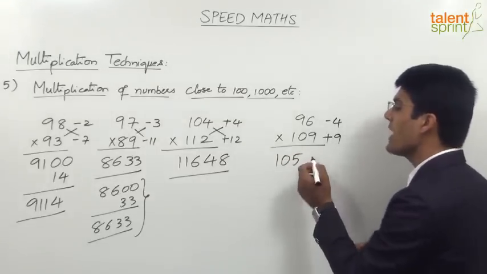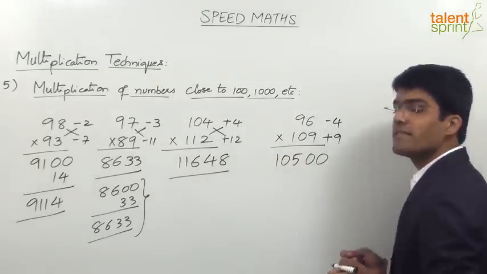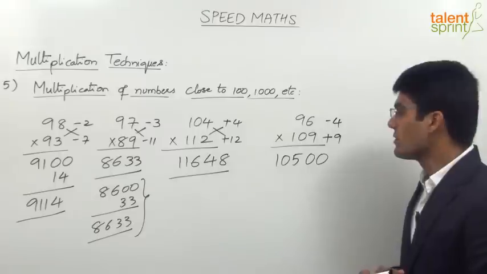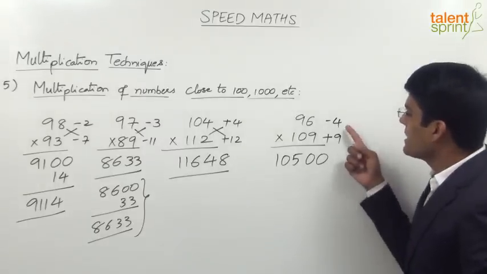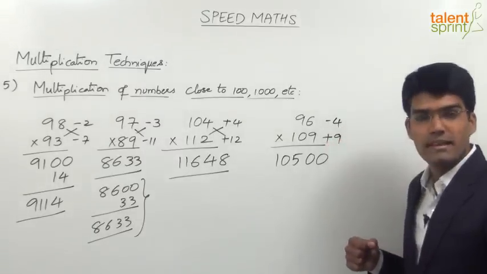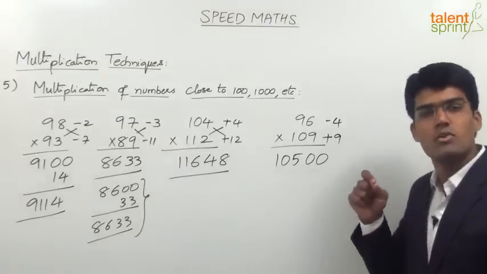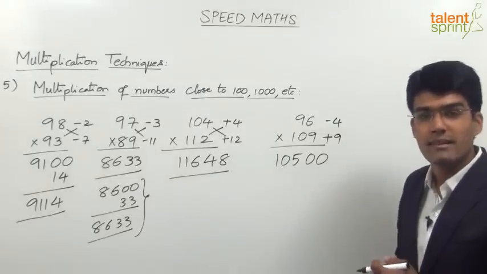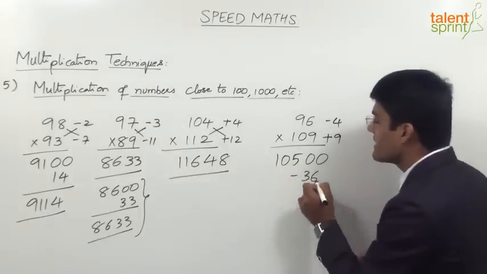Remember, this is 10500. As the base is 100, we have two places left out. Those should be taken as 00. The next step here is multiplication of these two numbers. That is minus 4 into plus 9. As I've already mentioned, the sign also has to be considered. So minus 4 into plus 9 is minus 36. So what we get here is minus 36.